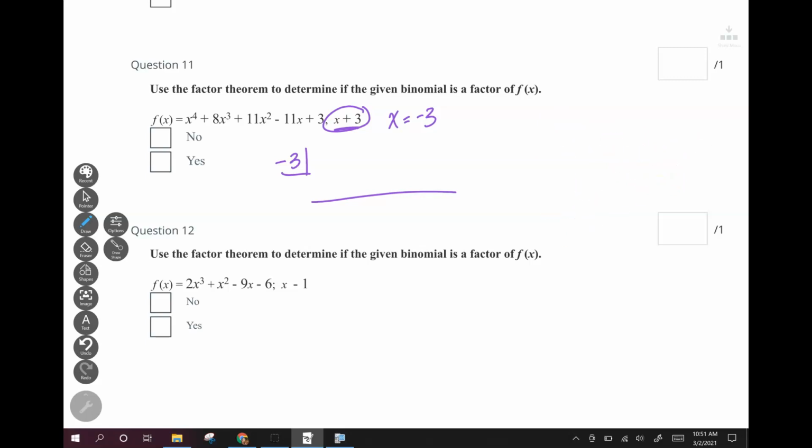All right, so we write out our coefficients, make sure no terms are missing. Don't see any on this one. We go 4, 3, 2, 1, 0. Okay, so we don't have anything missing.